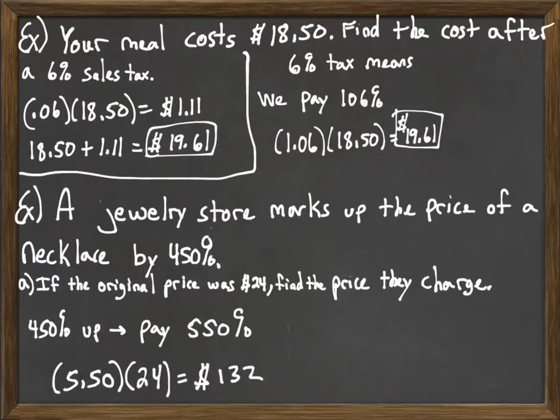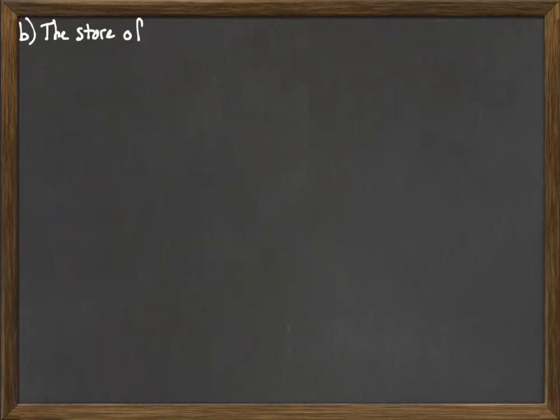Okay, so that means we need the number that is 550%, or as a decimal, 5.5 of 24. What's 550% of 24? So here we're just multiplying, and when we multiply out, we get our price of $132. $132 is the price that the jewelry store is going to put on that necklace.